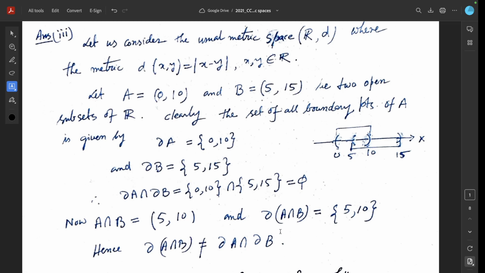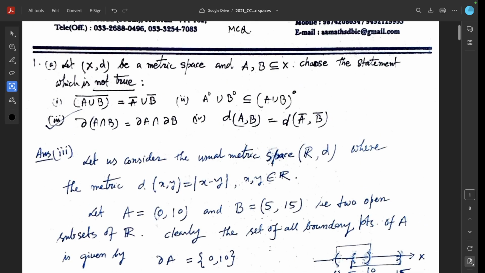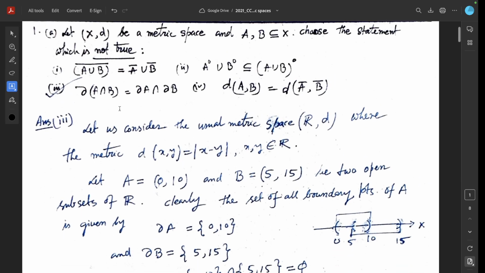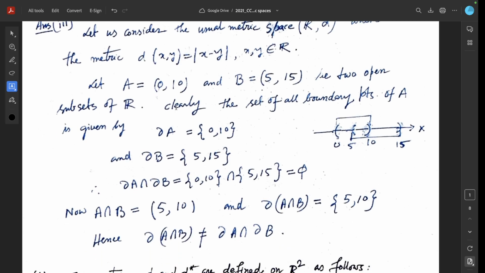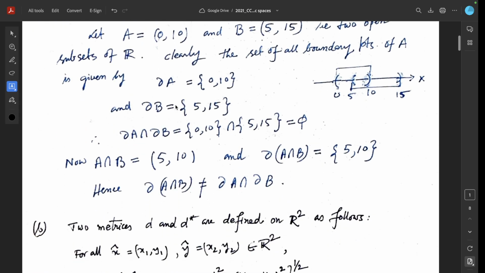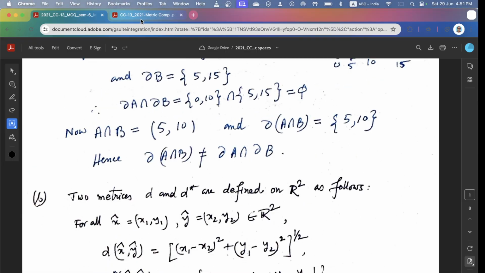Now A intersection B is the open interval (5, 10). So the boundary points of A intersection B is the set {5, 10}. This set contains two elements. So obviously the boundary of A intersection B is not equal to ∂A intersection ∂B. So this statement is not true. Next question.